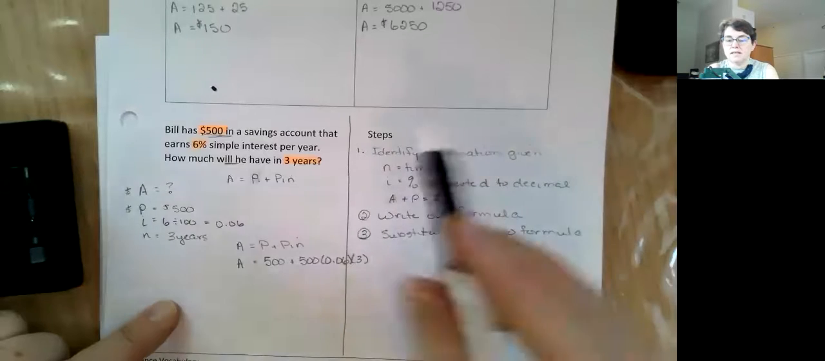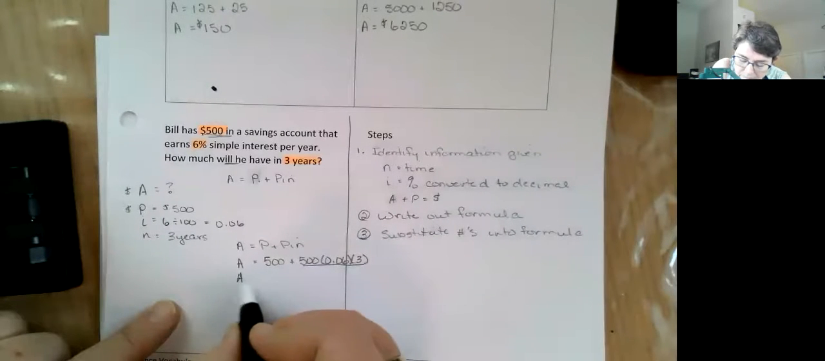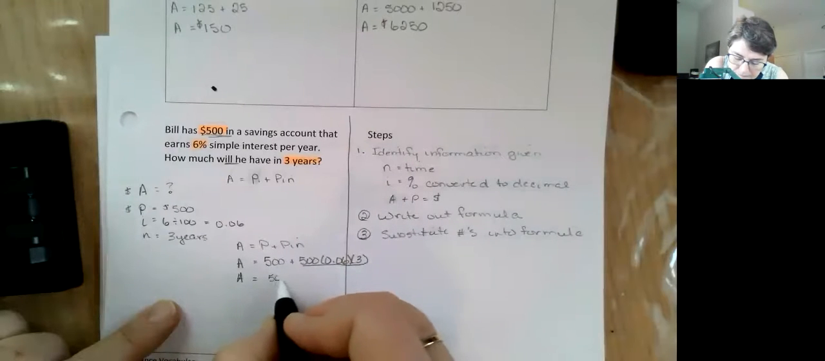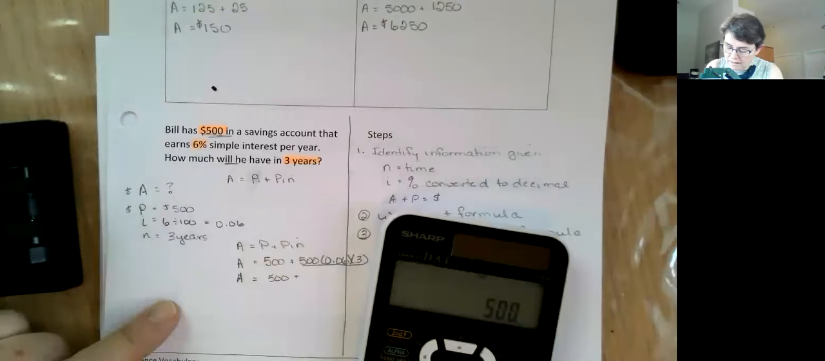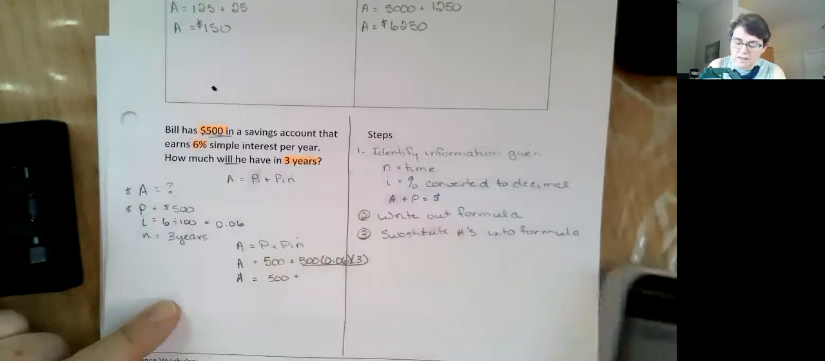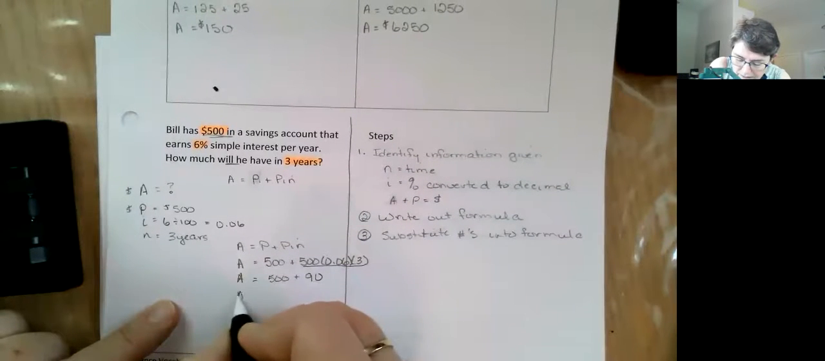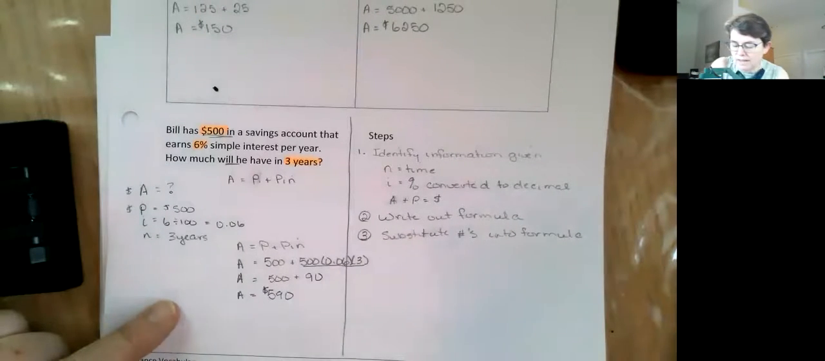Now we got this. It's just like our questions up on top, so we do this multiplication part first. This is going to be 500 plus 500 times 0.06 times 3. That gives me 90. So A is equal to $590. Okay, substitute numbers into the formula.